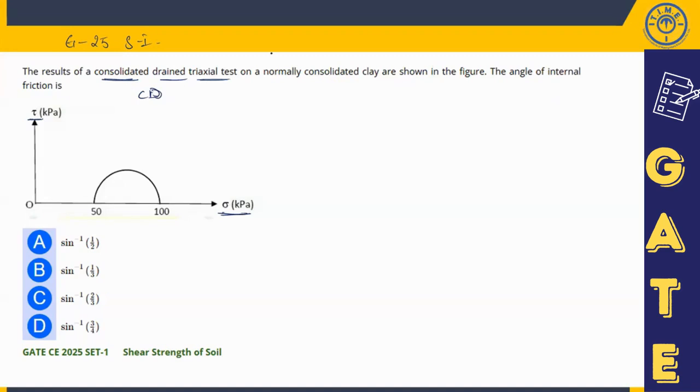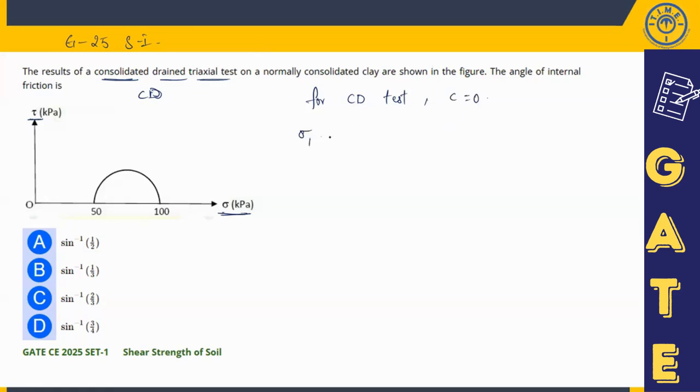Now, can you tell me what are the conditions for a consolidated test? What is the value of cohesion? Listen, my dear students, let me explain this. For a consolidated drained test, we have some initial conditions. In a consolidated drained test, the value of cohesion C is 0.